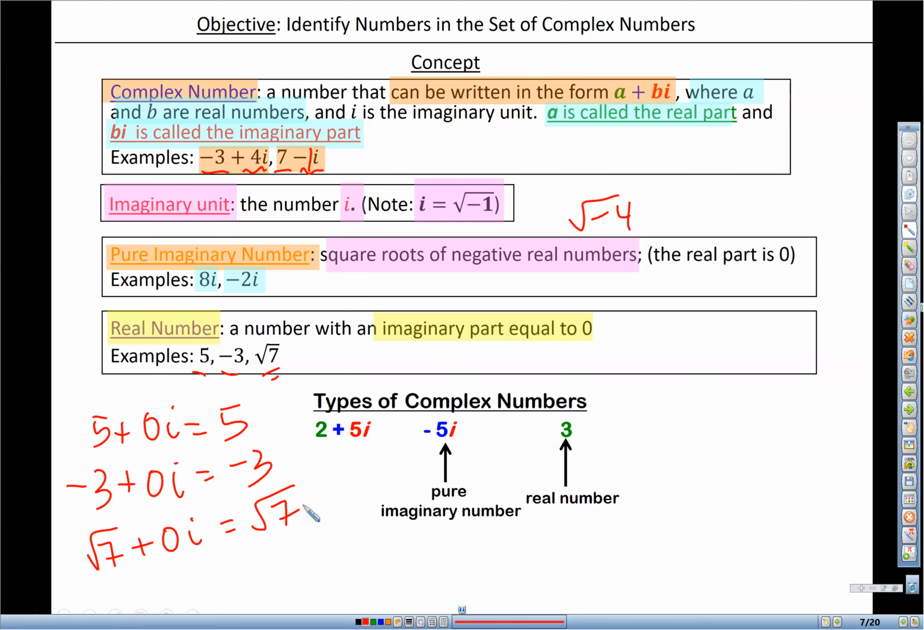So there are 3 types of complex numbers. Summing it all up, we have our full complex numbers that have an a and a bi part that are not 0. Then we have our pure imaginary numbers, which have an a part of 0, like 0 minus 5i. And then we have our real numbers, which have an i part of 0, like 3 plus 0i.